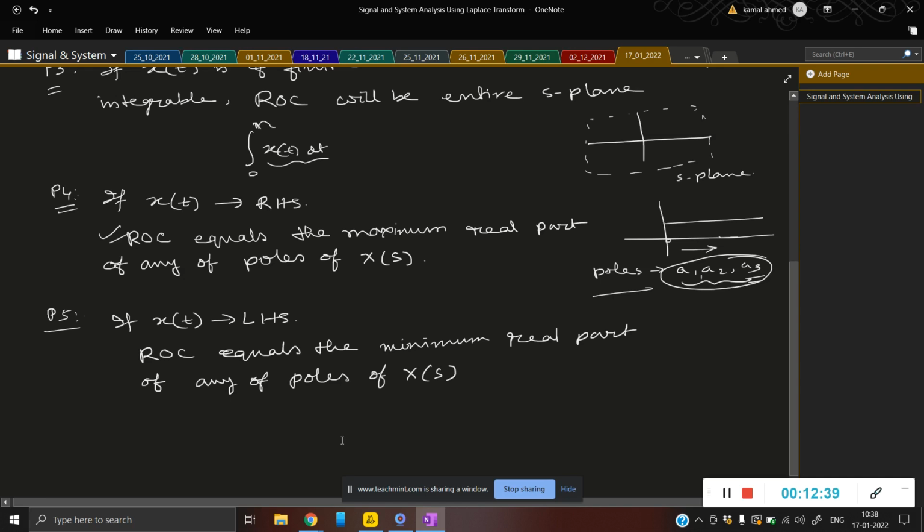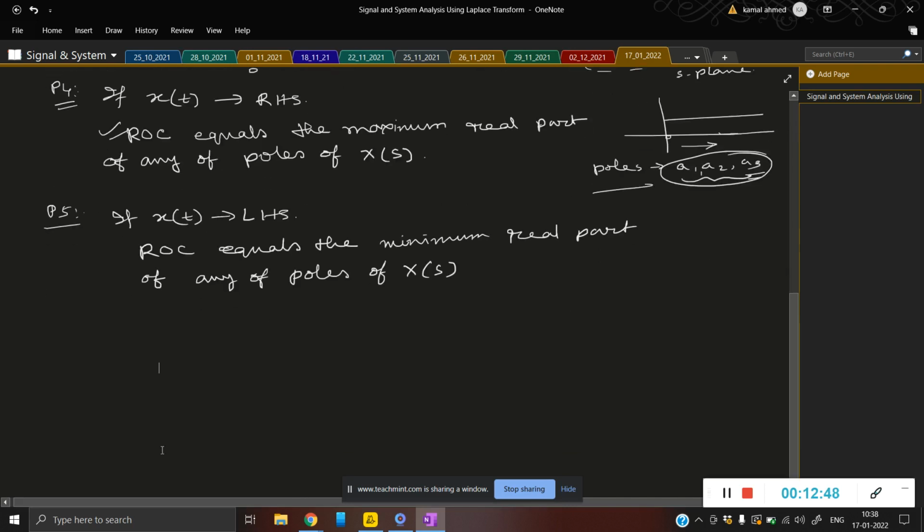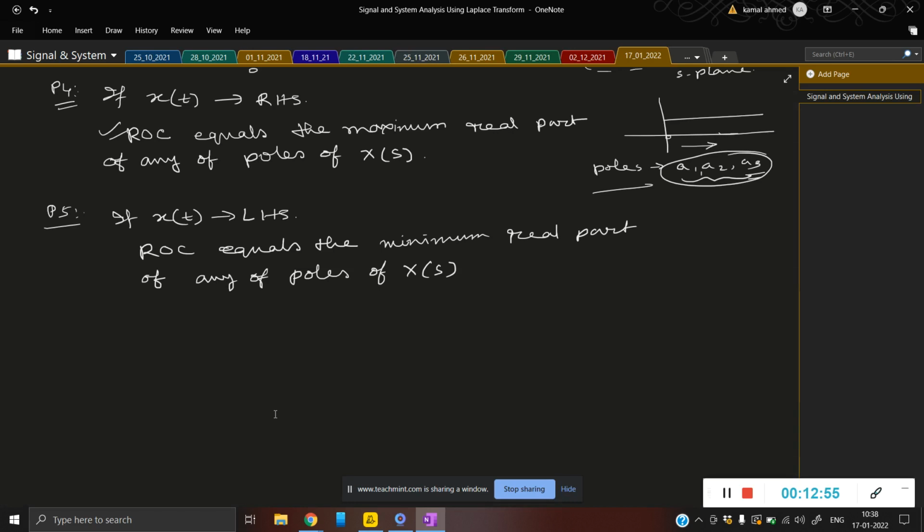So this is very much easier compared with the Z transform. So these are the two properties for left-hand signal and right-hand signal, and this is the basic difference you have to understand with the Z transform.